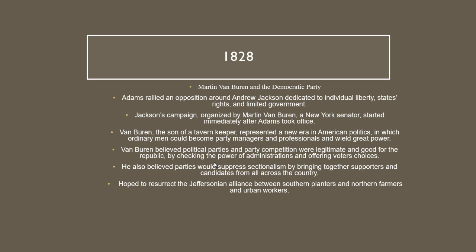power. Van Buren believed political parties and party competition were legitimate and good for the republic by checking the power of administrations and offering voters choices. He also believed parties would suppress sectionalism by bringing together supporters and candidates from all across the country. Van Buren was alarmed by the sectionalism inspired by the slavery question in the Missouri debates, and he hoped to resurrect the Jeffersonian alliance between Southern planters and Northern farmers and urban workers.